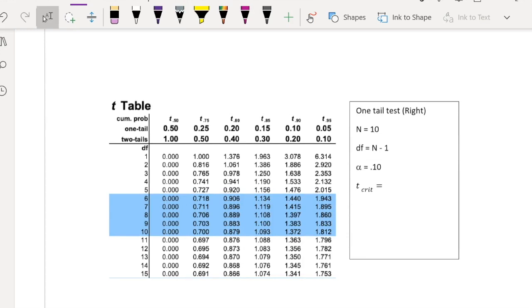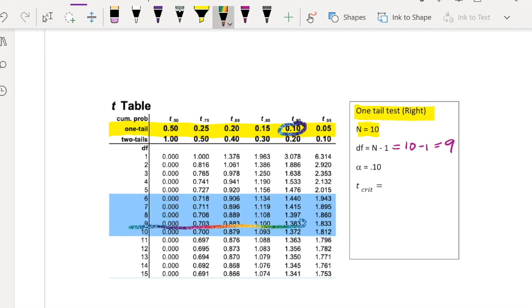Okay, so let's do another one. Here's my information. I'm doing a one-tailed test, and it's going to be on the right. My sample size is 10. That means my degrees of freedom would be 10 minus 1, 9. So let's do one-tailed test. So it's going to be this row here. My alpha is 0.10, so it's actually this one here. And my degrees of freedom were 9. So over here, there you go.